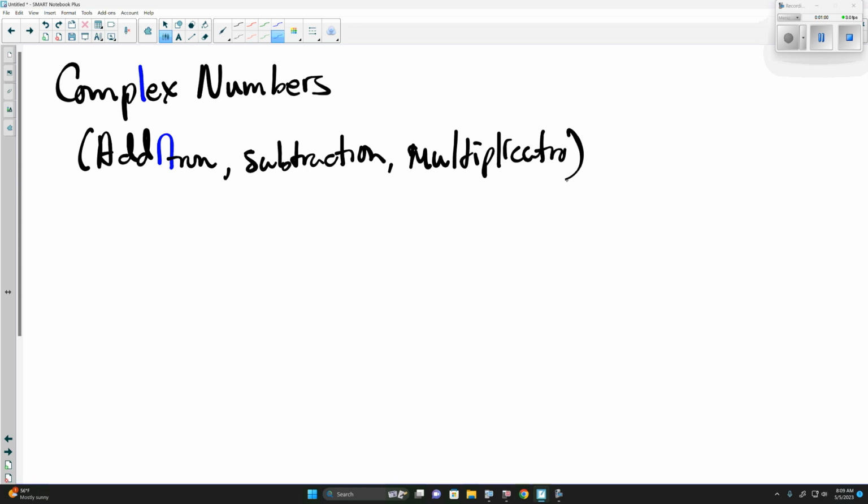Because our versions of i are i, negative 1, negative i, 1. I'll put them in the correct order. It's kind of the four values of i that we have. We can't have i to a power greater than 1.